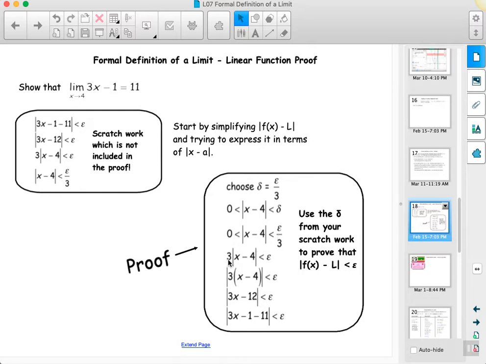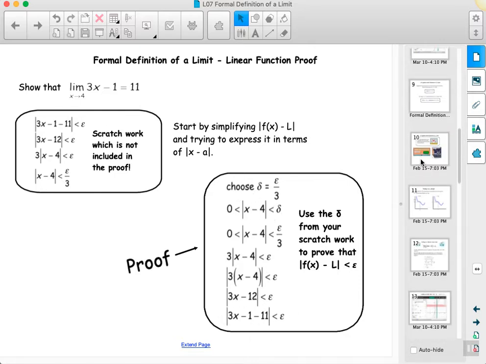Cross multiply to get 3 times the absolute value of x minus 4 is less than epsilon. I can bring this inside of the absolute value because it's a positive number. And we would never choose delta to be negative anyway because it is larger than 0. And then when I pass this through and distribute, I get the absolute value of 3x minus 12 is less than epsilon, which I can break up into the absolute value of 3x minus 1 minus 11 is less than epsilon. So I was able to start from here and build to what we need.